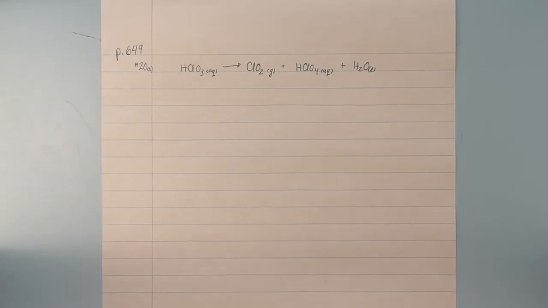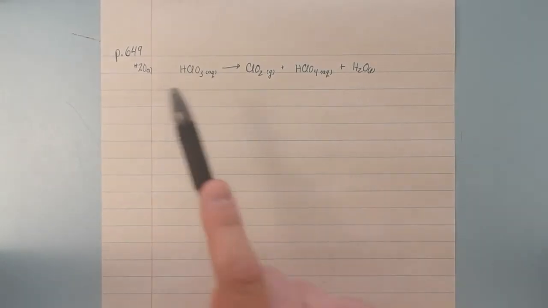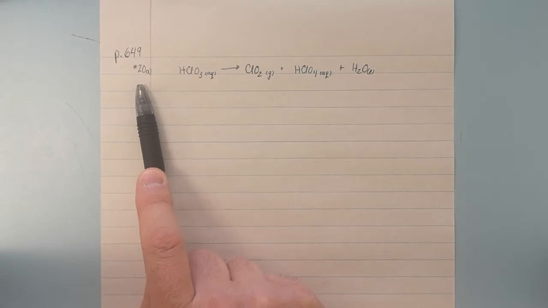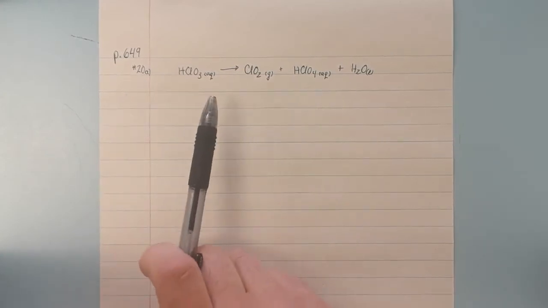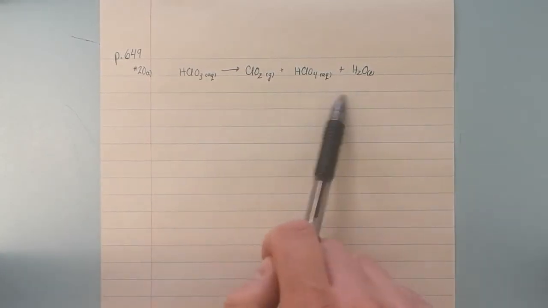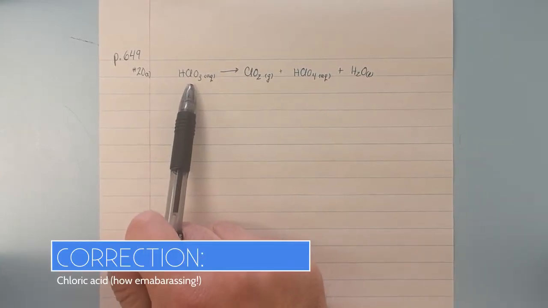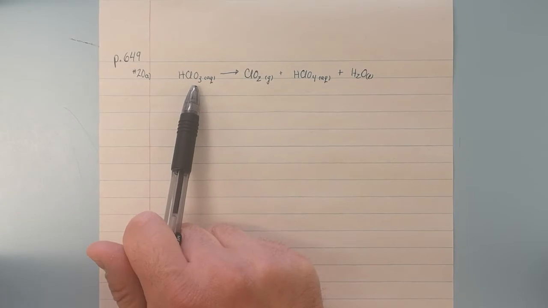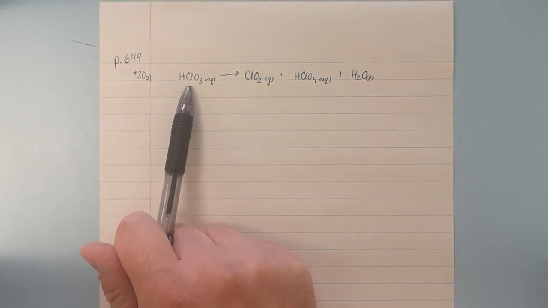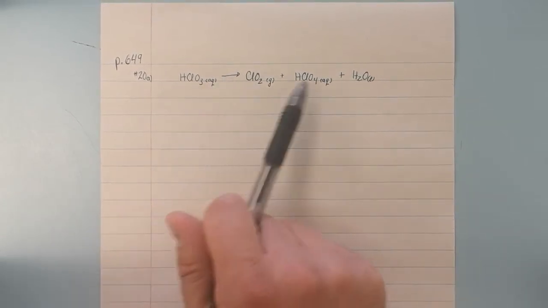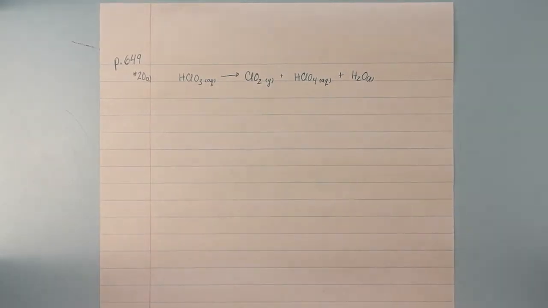A question was asked about one of the assigned questions on page 649, question number 20A. What the heck happens here is often what I get asked. In this case, chlorous acid, HClO3, is both the oxidized species and the reduced species, because if you notice, we have two chlorine compounds on the product side.